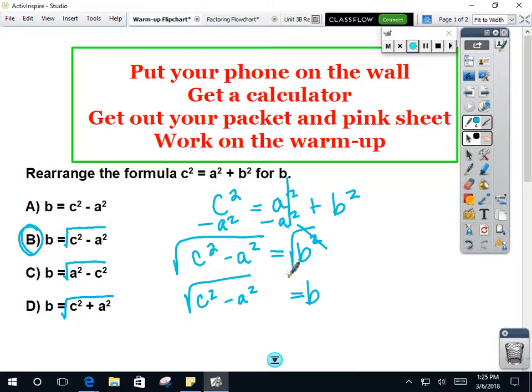Okay, so not that hard. All you had to do was 2 steps. Subtract the a squared, square root it all.